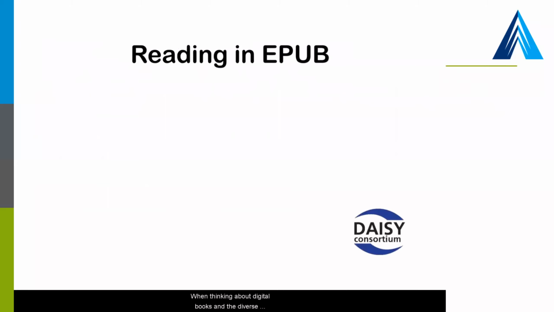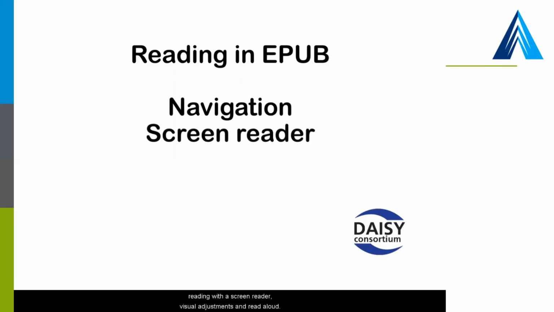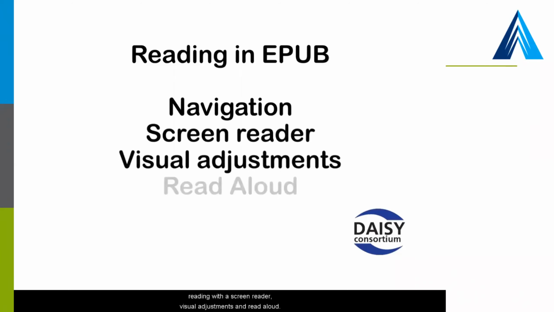When thinking about digital books and the diverse requirements of people with different print disabilities, we can consider navigation, reading with a screen reader, visual adjustments, and read aloud. Here, we'll review what the EPUB format offers in each of these areas of accessibility.